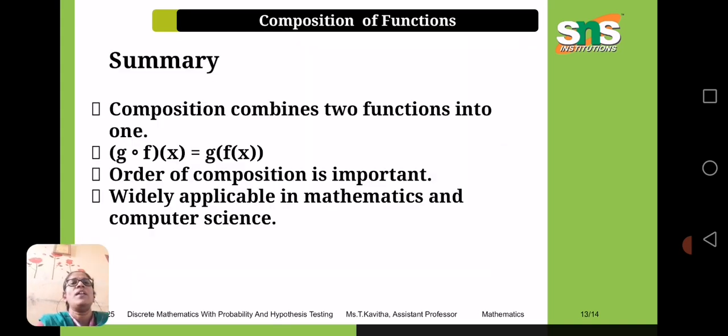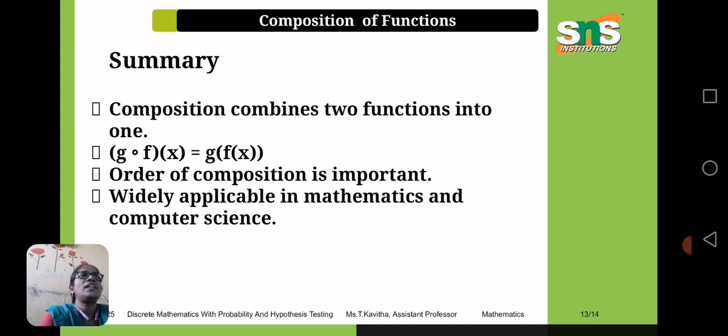This is the summary. Composition combines two functions into one. F composite G of x is equal to f of g of x. Order of a composition is important, widely applicable in mathematics and computer science. Here graphical understanding: if g of x changes the input and f of x changes the result again, the composition represents a sequence of transformations.